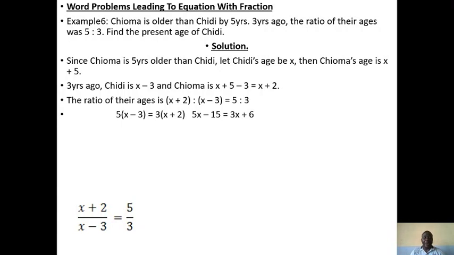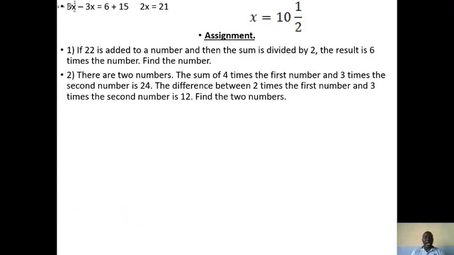Equal to, then we use 3 to open the bracket: 3 times x gives us 3x, and 3 times plus 2 gives us plus 6. Now collecting like terms, we have 5x minus 3x is equal to 6 plus 15. Then 5x minus 3x gives us 2x is equal to 6 plus 15, which gives us 21.